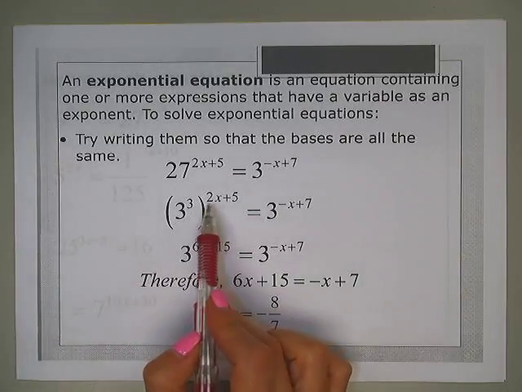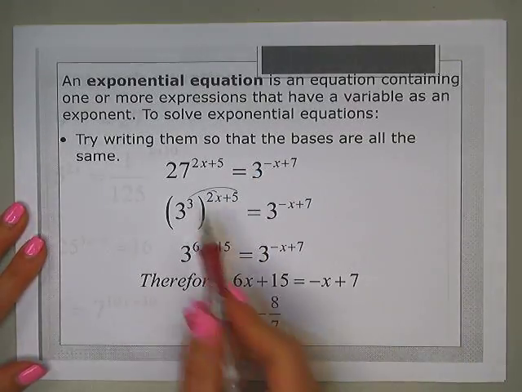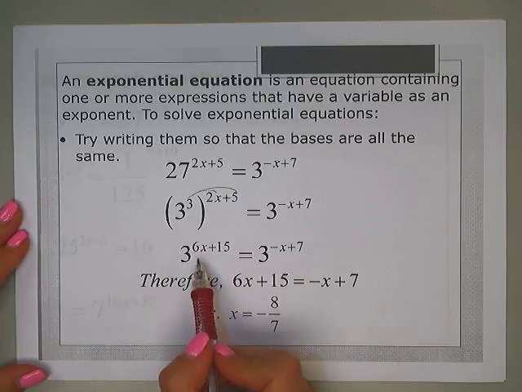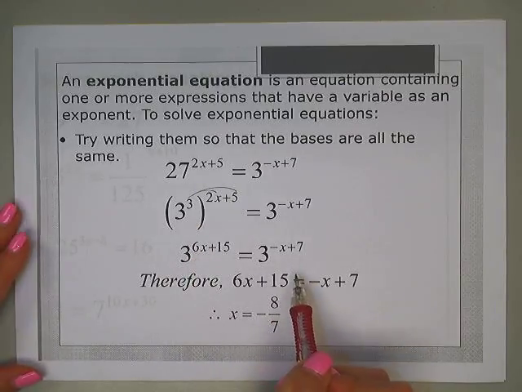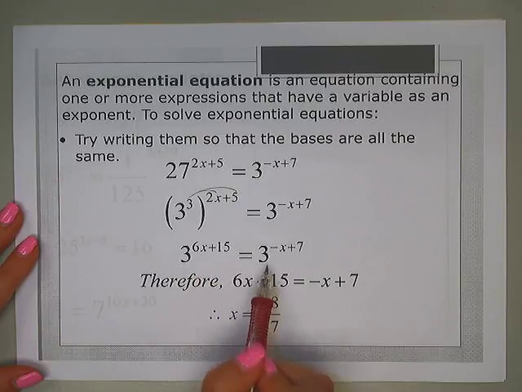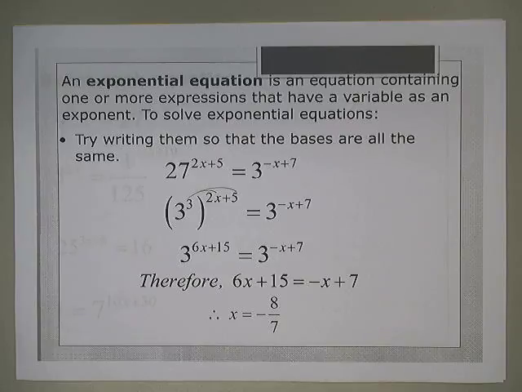If I've got 3 cubed raised to the 2x plus 5, I'm going to distribute, raising a power to a power. Therefore, I have 3 to the 6x plus 15 equals 3 to the negative x plus 7. And again, once those bases are equivalent to each other, our exponents must also be equivalent. Therefore, 6x plus 15 equals negative x plus 7, and x equals negative 8 over 7. We can utilize that technique anytime we can make the bases the same number.